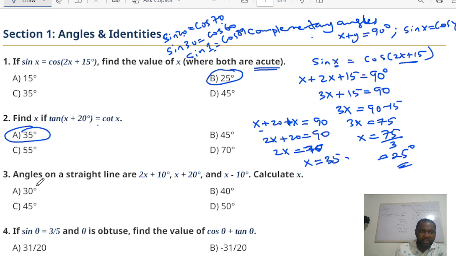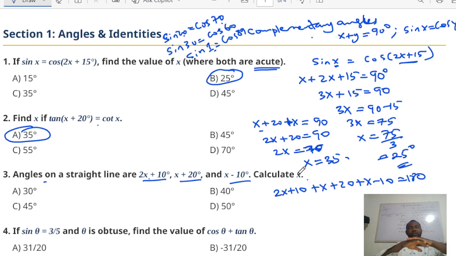Now the third one says that angles on a straight line are this, this, and this. Calculate x. Since these three angles are on the same straight line, the sum of the three angles, x plus 20 plus x minus 10, everything, is going to be 180, because 180 is the sum of angles on a straight line. I hope it makes sense.